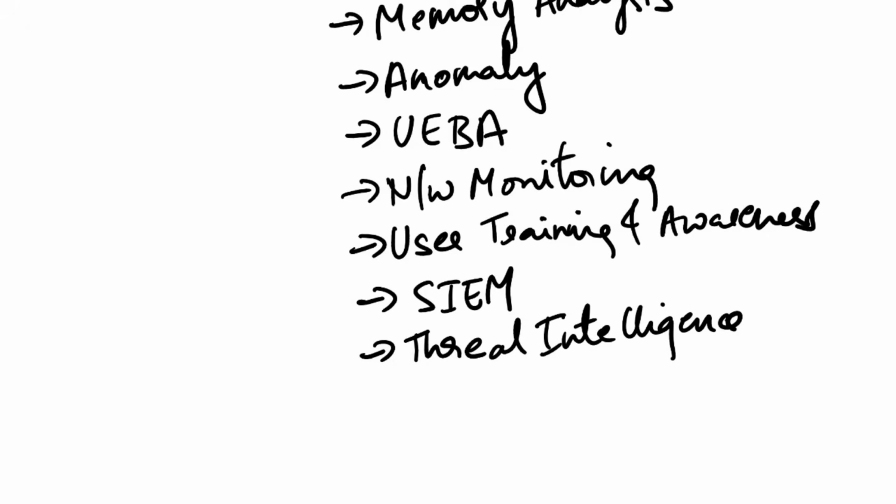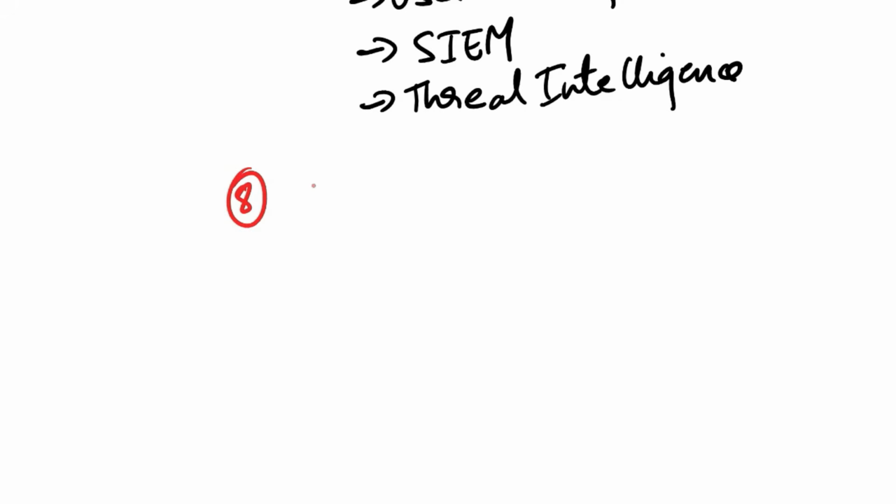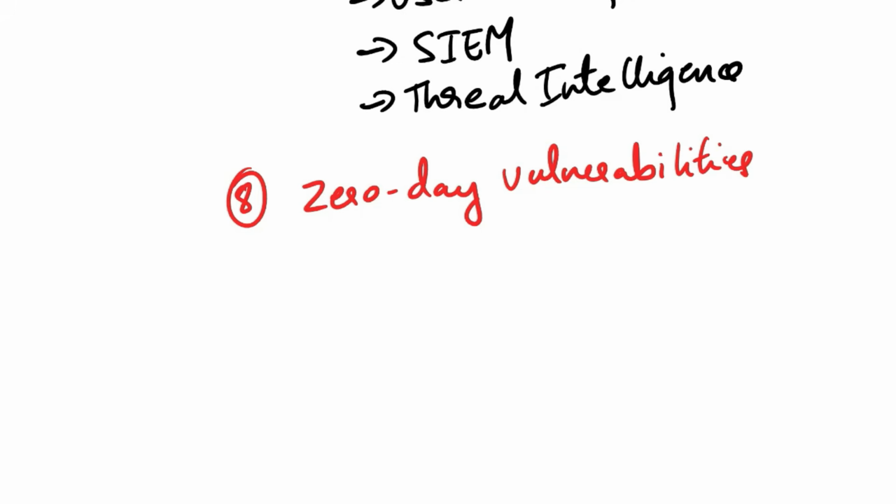As fileless attacks continue to evolve, organizations need to adapt their security strategies to effectively combat this evolving threat landscape. Let's go to the next question. Can you provide examples of zero-day vulnerabilities and their impact on cybersecurity?